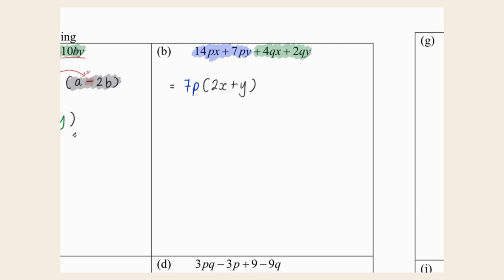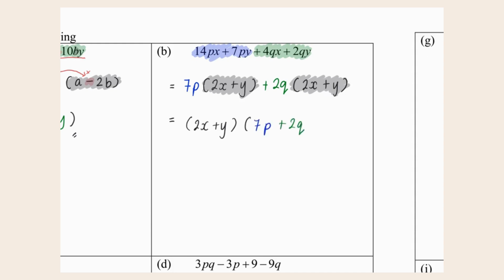Next, I would take out positive 2q. This is the common factor of the next green color group. So with 4, I've taken out 2. I'm left with 2. I still have my x and my positive y. And therefore, final answer, I saw that 2x plus y is now the common factor that I am going to extract out. And I'm left with 7p and positive 2q.